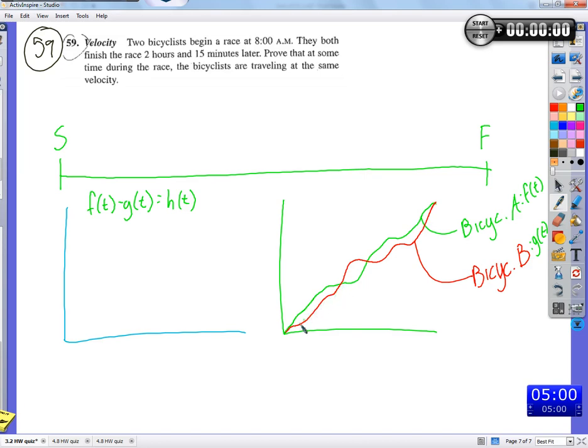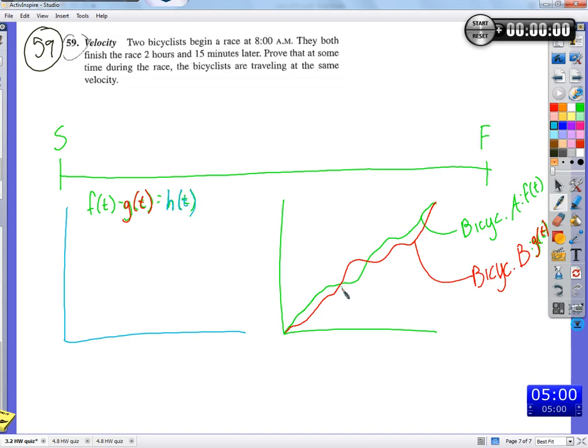Can we make them match? On the other part, minus G of T, can we make that red so it matches? Oh, yeah, G would be red. So we will make the colors match. Thank you. You're welcome. F of T minus G of T equals, and since I'm about to do this in blue, I'll do H of T in blue.